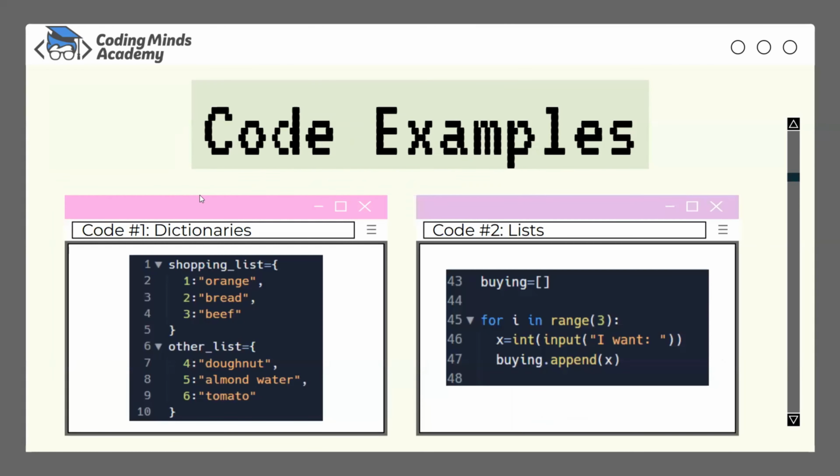So some code examples, dictionaries. These were the dictionaries. The shopping list was essentially what was recommended for the user to get a good ending. And the other list was just other things they could get. This one, the for loop was just for the user input to add to a list. And the list is buying.